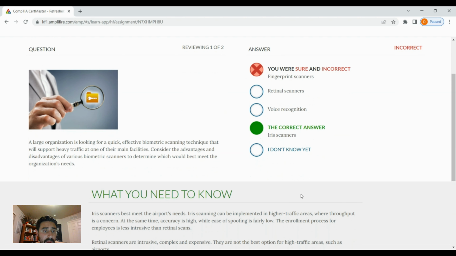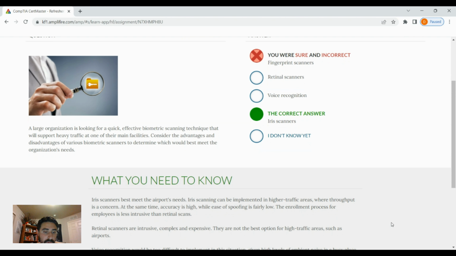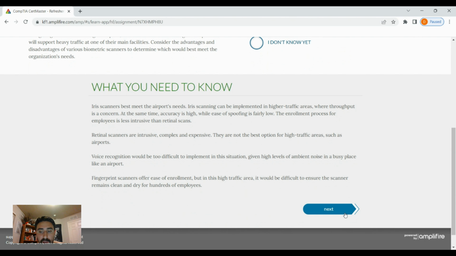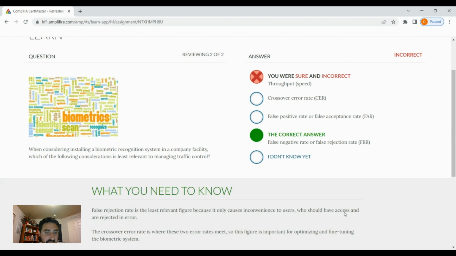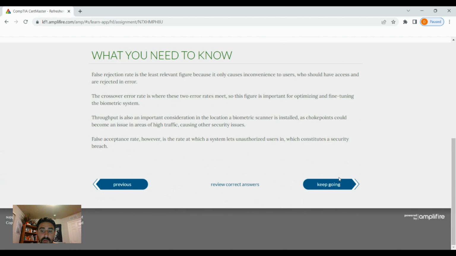So an iris scanner best meets the airport's needs. Iris scanning can be implemented in a higher traffic area where throughput is a concern. At the same time, it has high accuracy, while ease of spoofing is fairly low. The enrollment process for employees is less intrusive for iris scanners than a retinal scan. And a false rejection rate is the least relevant figure because it only causes inconvenience to users who should have access and are rejected in error.